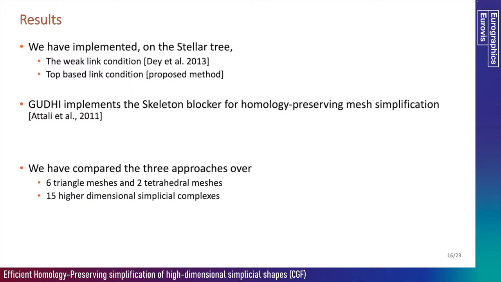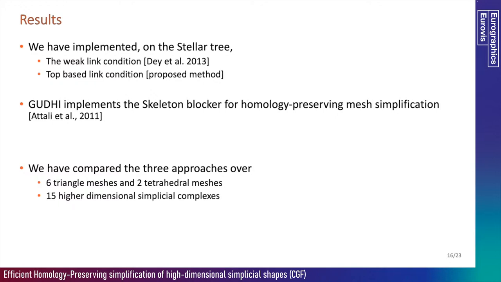We took our approach and the approach based on the weak link condition, and we have implemented both by using the stellar tree data structure. And on top of that, we also compare against the skeleton blocker, which is provided by the GUDHI library. We have compared all these three methods by using lower dimensional meshes, so 6 triangle meshes and 2 tetrahedral meshes, and also by using 15 higher dimensional simplicial complexes.